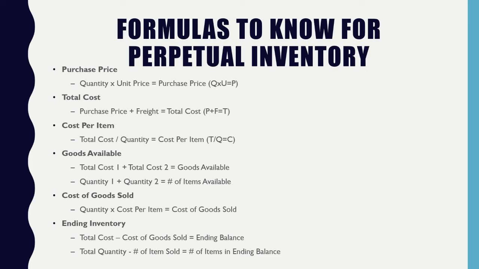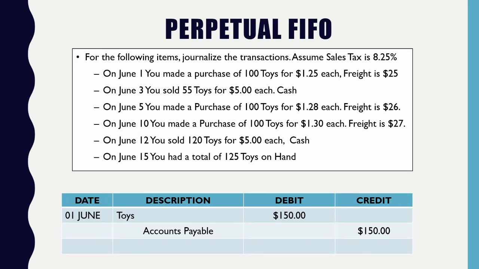It's going to be your total cost minus the cost of goods sold to give you your ending balance, which we all know. But when we're looking in our perpetual inventory, you're going to notice that you're constantly finding out what your ending inventory is at all times. So let's go ahead and dive into the example here.